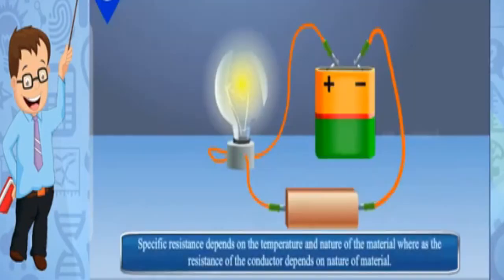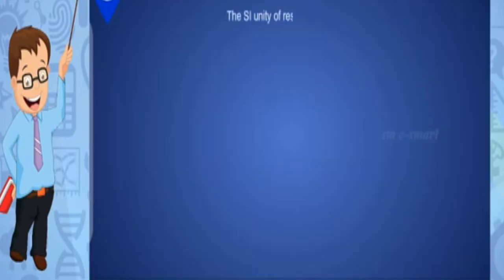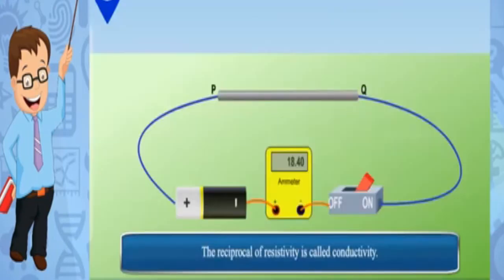Specific resistance depends on the temperature and nature of the material, whereas the resistance of the conductor depends on the nature of material, temperature and geometrical factors like length and cross-section area of the conductor. The SI unit of resistivity is ohm meter. The reciprocal of resistivity is called conductivity. The values of resistivity of materials determine their conductivity.